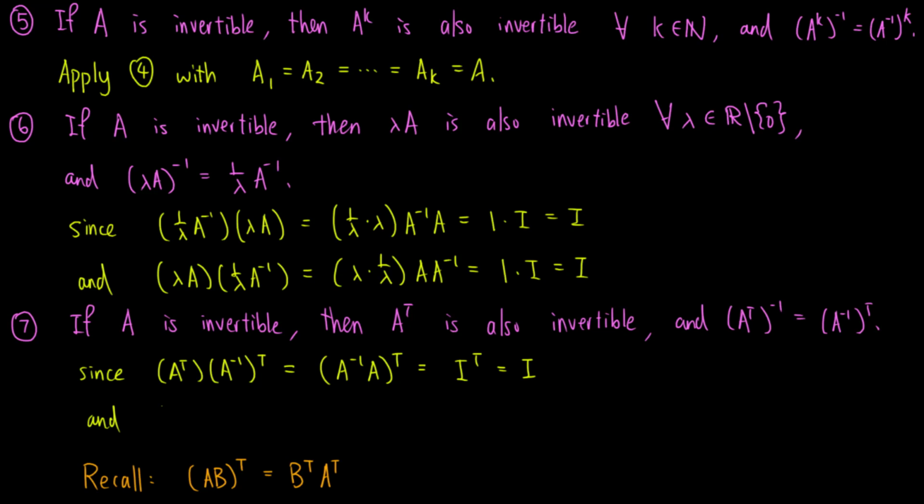Similarly, if we take the transpose of A inverse times A transpose, we can use the same property by considering B as A inverse, so we get the transpose of A times A inverse, which equals the transpose of the identity matrix, which is just itself.